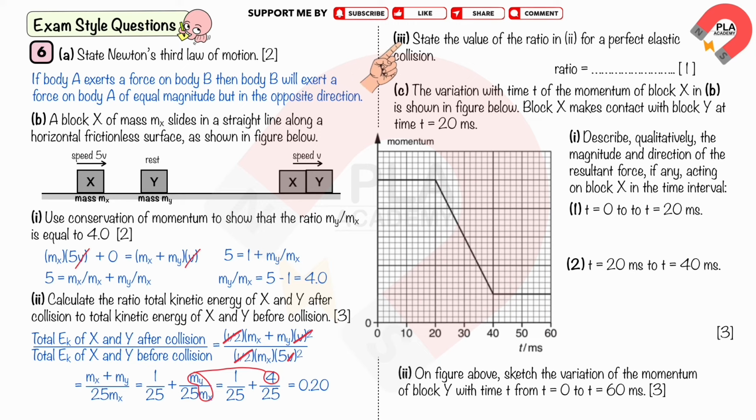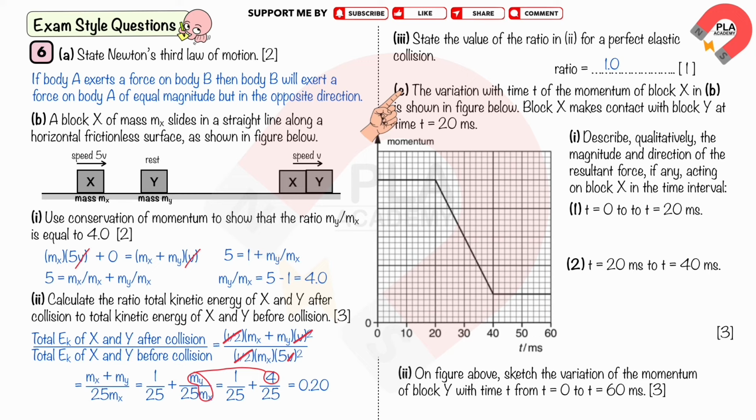3. State the value of the ratio in 2 for a perfectly elastic collision. The ratio is 1. This is because the kinetic energy is conserved for a perfectly elastic collision, meaning that total kinetic energy before the collision equals total kinetic energy after the collision. C. The variation with time t of the momentum of block X in B is shown in the figure below.